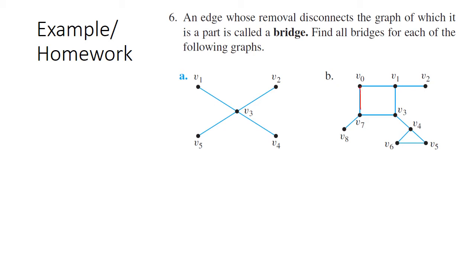So if I look at this edge right here, for example, even if I take this edge out, I can still make it from V7 to any of the other vertices, and I can make it from V0 to any of the other vertices. So that would not be a bridge. But for example, right here, if I take out this edge, then I would disconnect V8 from the rest of the graph. Similarly, if I take out this edge, I would disconnect V2 from the rest of the graph. And if I take out this edge right here, that little triangle over there would be disconnected from the rest of the graph. So I believe those are the only three bridges. So go ahead and pause the video and try doing part A, and then check your answer in the back of the book.